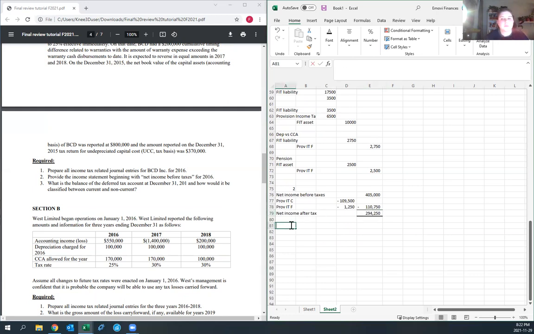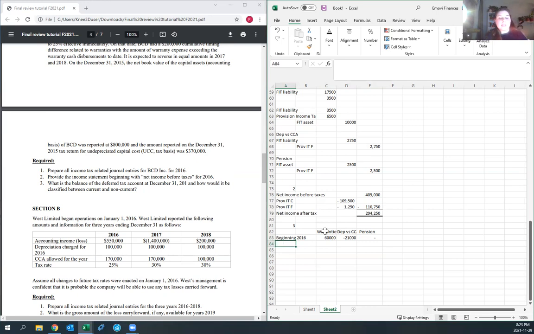For 3, what is the balance of the deferred tax account at December 31st, 2016, and how would it be classified between current and non-current? So I want to find the balance for the liabilities and assets that I set up for the warranties, for the depreciation versus CCA, and for the pension. So at the beginning of 2016, for the warranties, I had 200,000 times 30% as an asset. For the depreciation versus CCA, I had 70,000 times 30% as a liability. And for the pension, I had nothing.